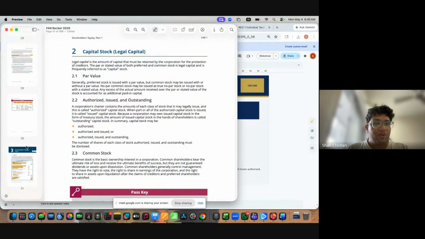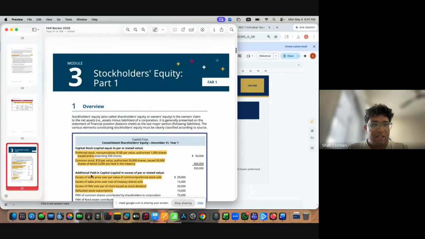Again, going back to the presentation here. What we have seen: authorized, yes; issued, yes; outstanding, yes. So three disclosures are required for common stock and preference stock.